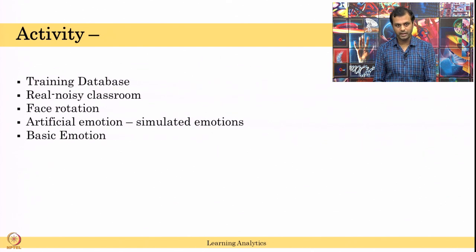The system may not be able to detect that. Artificial emotions, that is simulated emotions, are used to train these kinds of classifiers. How do they get labeled? They ask the participants to simulate the emotions, like you show happiness, you show anger, then they code them, and that is how the labeling happens. So that may not be correct for detecting real natural emotions.